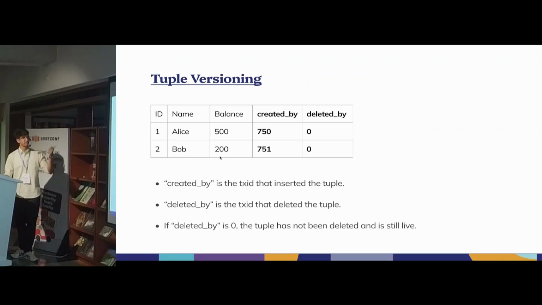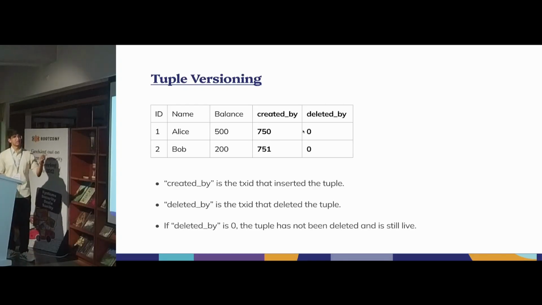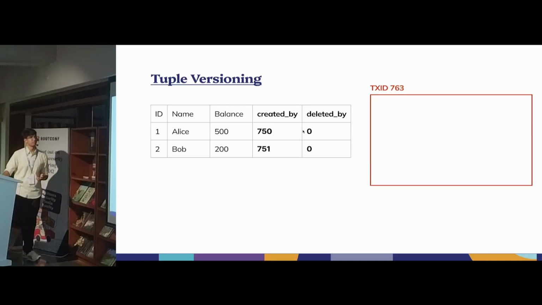And if you look at the example again here, you can see we have the same example, but we have two additional columns here. I'm calling them created by and deleted by. Created by 750 basically means that transaction ID 750 has inserted the first tuple, whereas the second tuple was created by transaction 751. And you can see the deleted by is 0. If deleted by is 0, that means the tuple has not been deleted yet. It is still alive, or in the live state, and can be read by any incoming transactions, right?